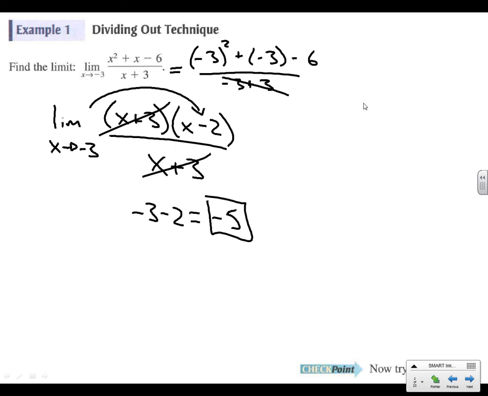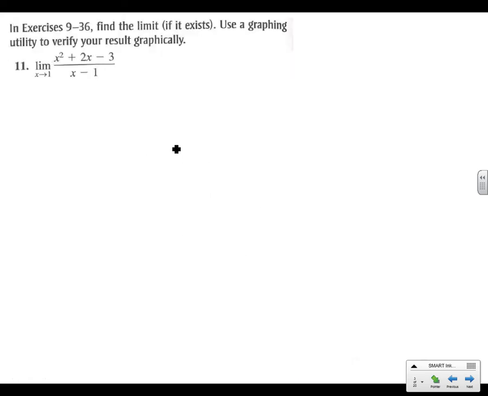All right, so if you can cancel out, go ahead and do it. We're still not going to have a value at x equals -3 because it would be undefined. But we will be able to find the limit through direct substitution. All right, so use that direct substitution dividing out technique on number 11.